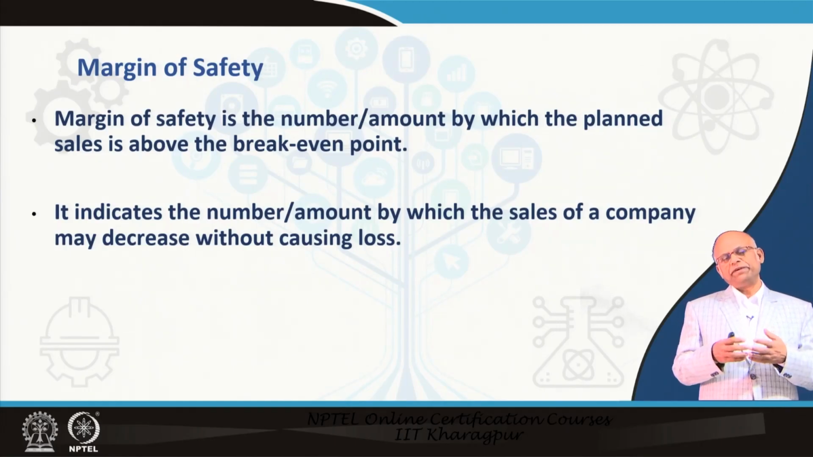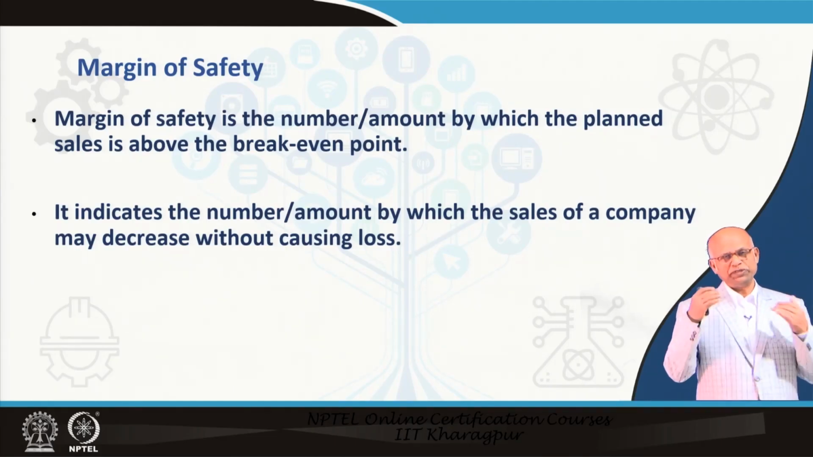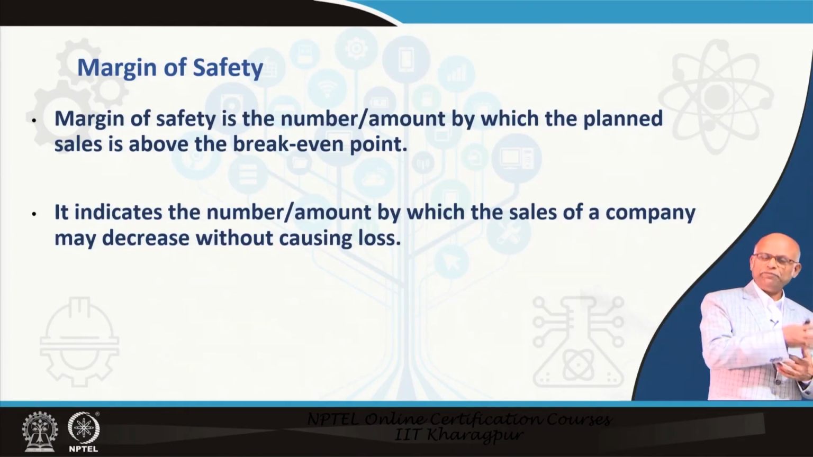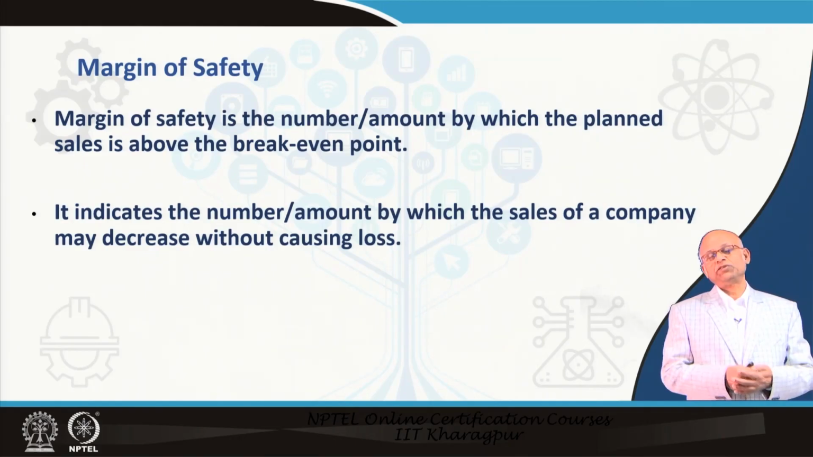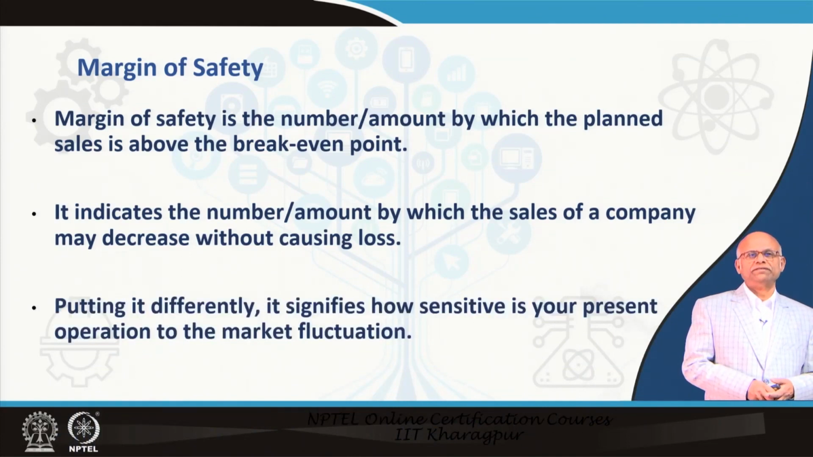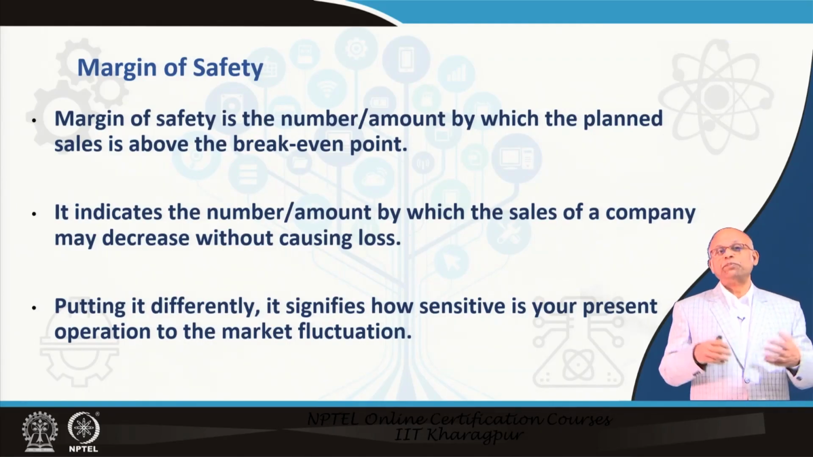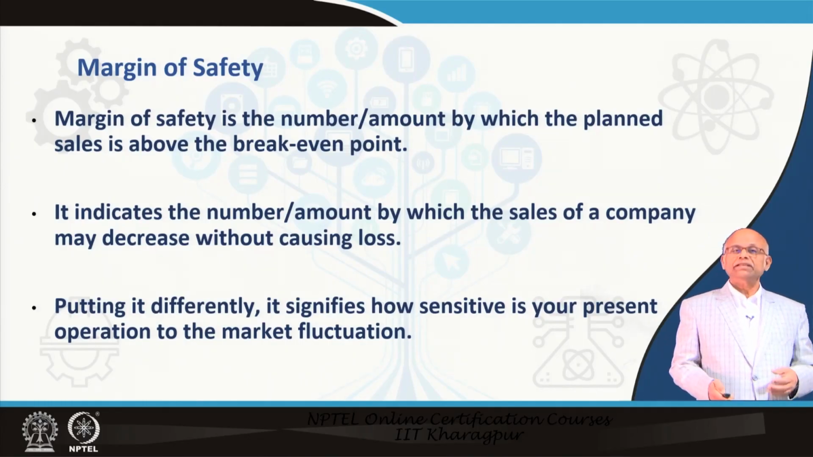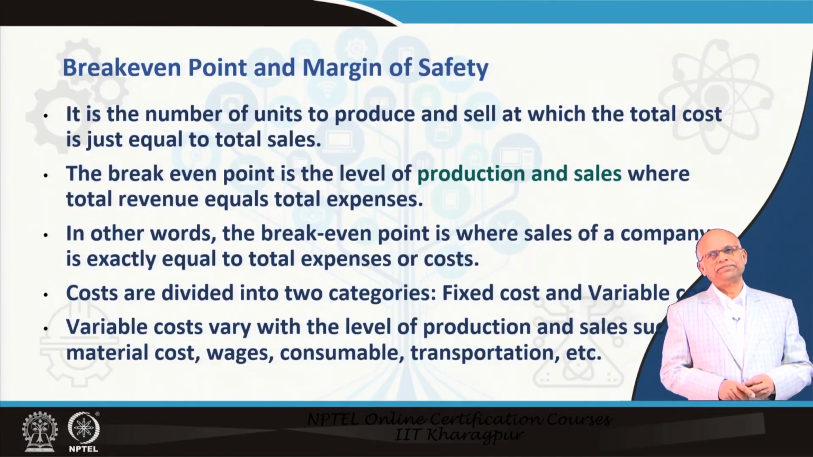Suppose you are operating at say 9,000 units per year, your total sales volume is 9,000 units, and your break even is 5,000. That means your sales can go down up to 5,000 without really inflicting any loss to you. So, this difference between 9,000 and 5,000 is the margin of safety. Putting it differently, it signifies how sensitive your present operation is to market fluctuation. If the market situation becomes adverse, still your sales may go down by 4,000 units without inflicting loss.